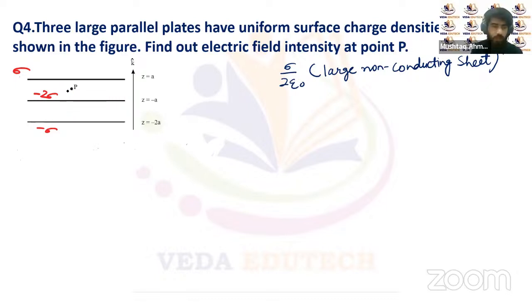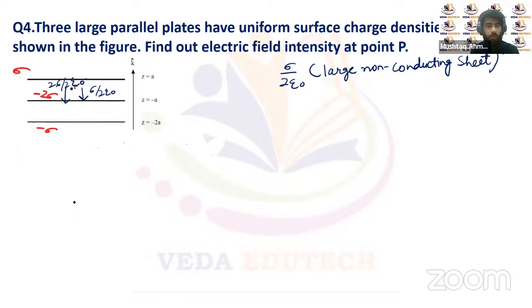Now you can see here, because of this sheet of charge density sigma, the electric field will be along this direction, and its value will be sigma upon 2 epsilon naught. Now we have the minus 2 sigma sheet here. Because of the minus 2 sigma sheet, the electric field will be towards this negative sheet, once again in the downward direction. Its magnitude will be 2 sigma upon 2 epsilon naught.